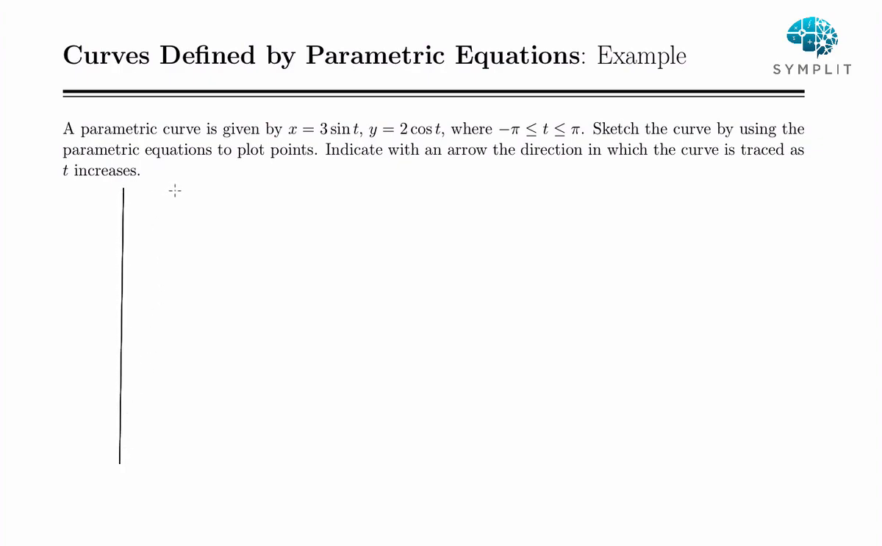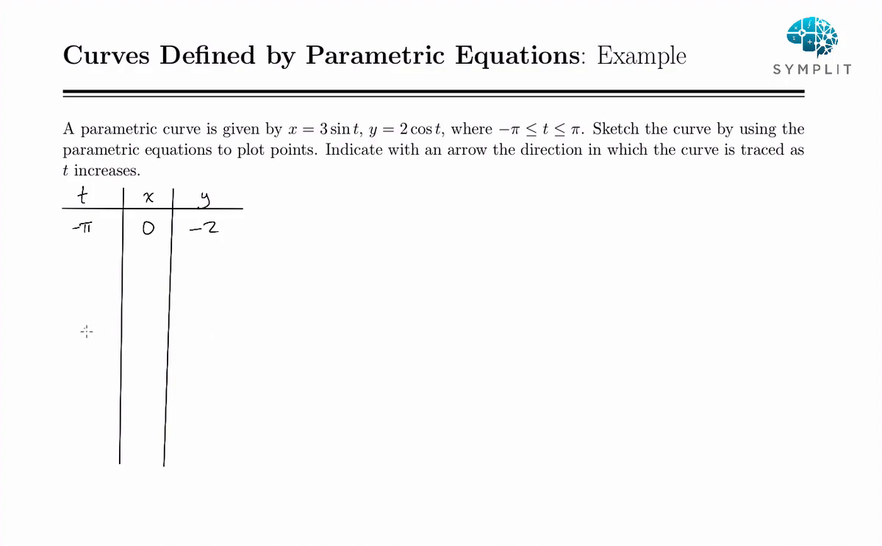So we'll do our t, and then x, and y. So we'll do negative pi, and we'll just plug that in. So sine of negative pi is 0, so we get x equals 0. Cosine of negative pi is negative 1, so we get negative 2.